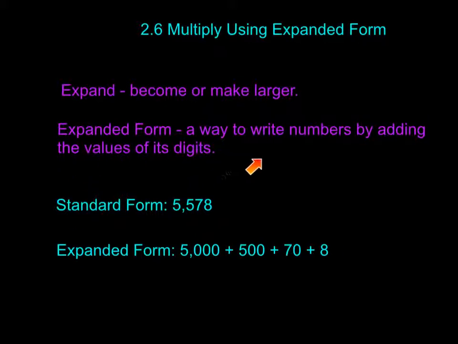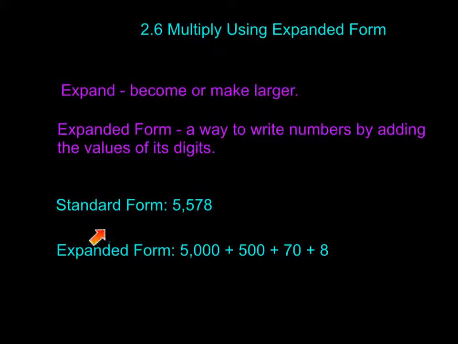Expanded form is a way to write numbers by adding the values of its digits. So basically we're going to be using the values of the digits of the numbers and multiplying that. And that is actually going to make solving multiplication problems a little more simple.